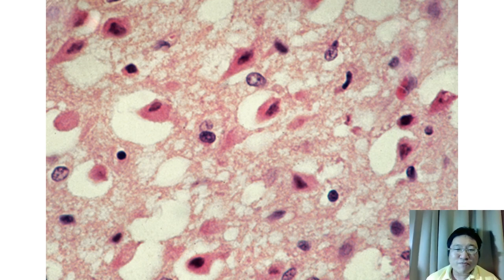These three areas are prone to hypoxic injury of the brain because these cells function a lot. These cells require a lot of energy to survive, and oxygen is the key substrate for metabolism in the neurons. So without oxygen, neurons die.